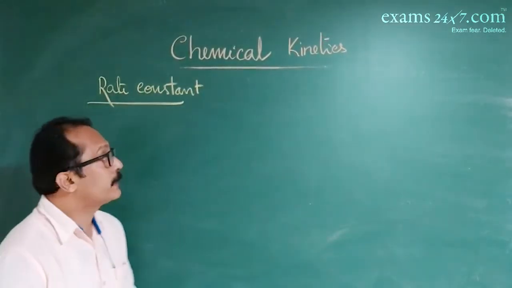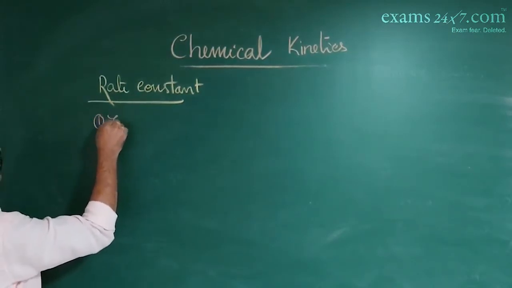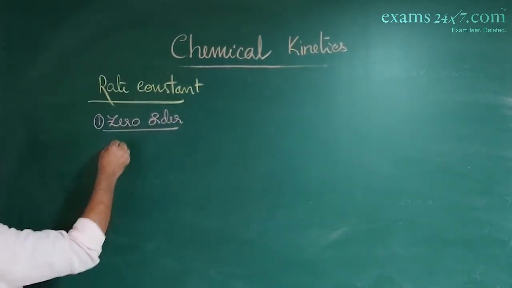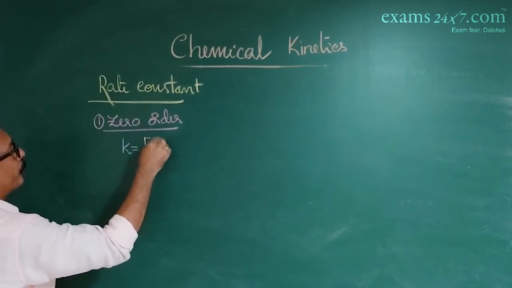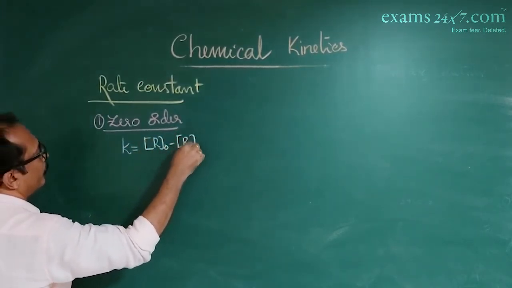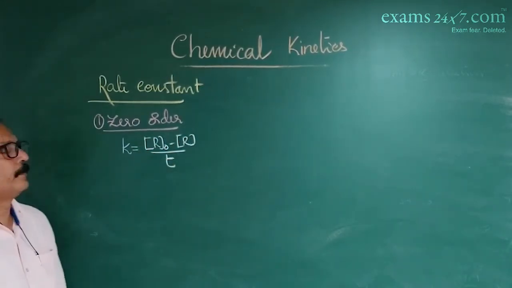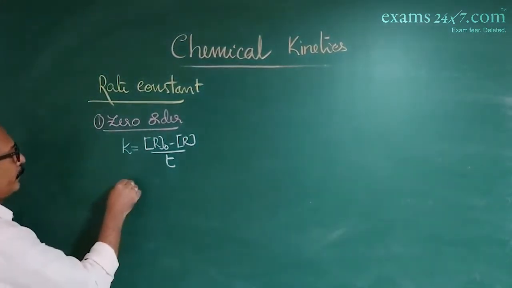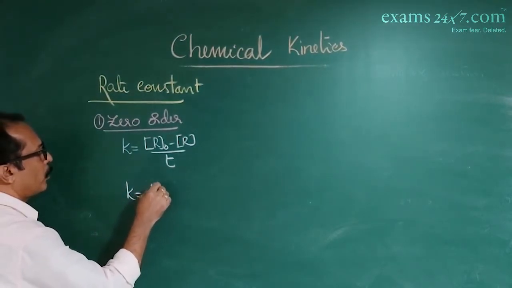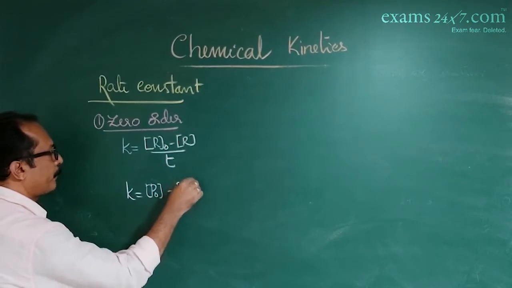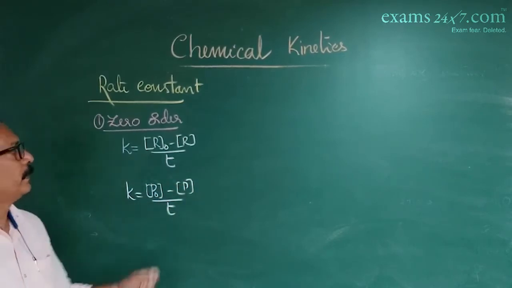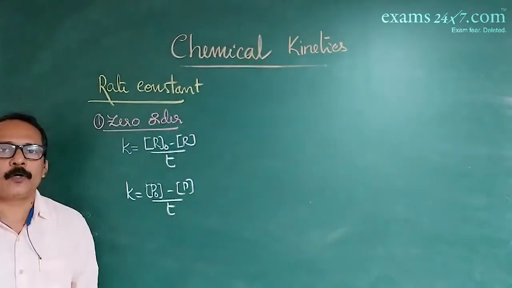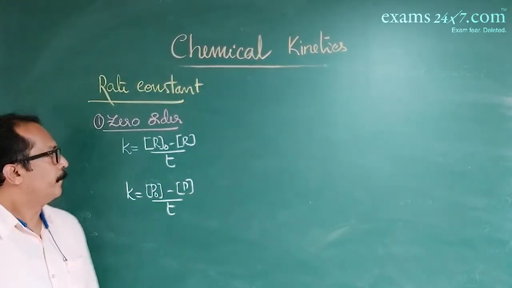Rate constant for zero order reaction. K is equal to R naught minus R divided by T. If the reaction is in gaseous phase, K is equal to P naught minus P divided by T. So this is for zero order reaction: K is equal to R naught minus R divided by T.